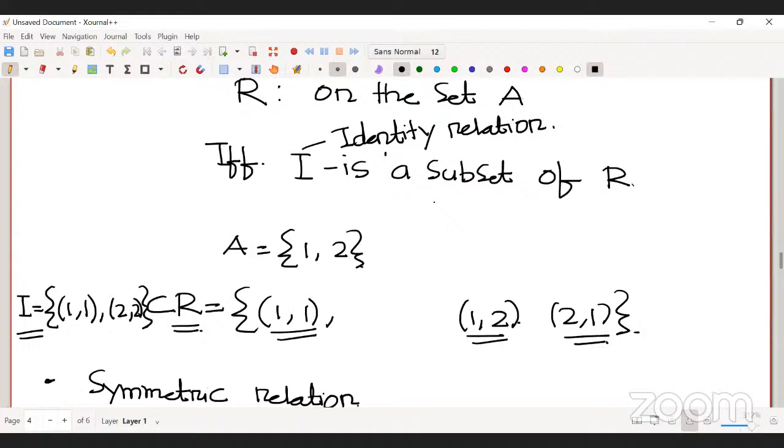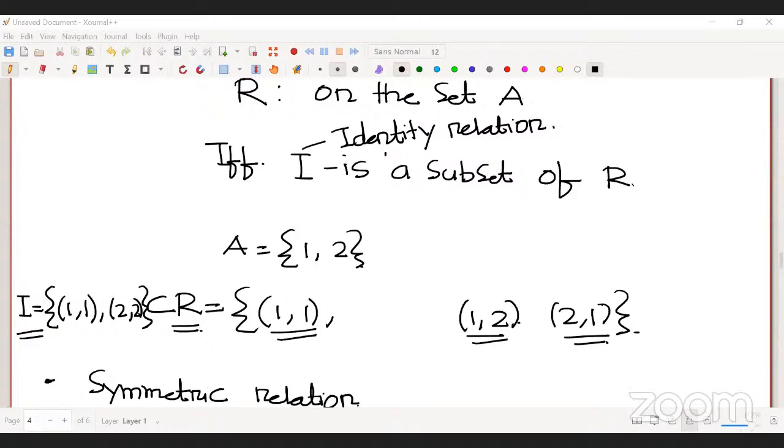You have only one set. You want to know whether the given relation, with elements (1, 1), (1, 2), and (2, 1)... Yes, so these are three elements. Okay, so three elements can come in {1, 2}, right?